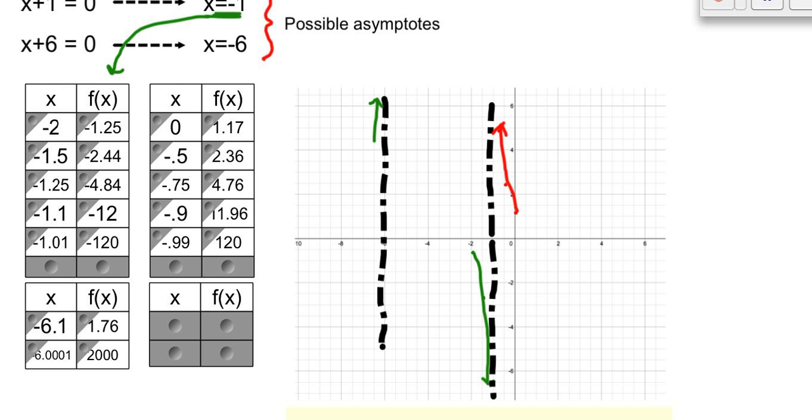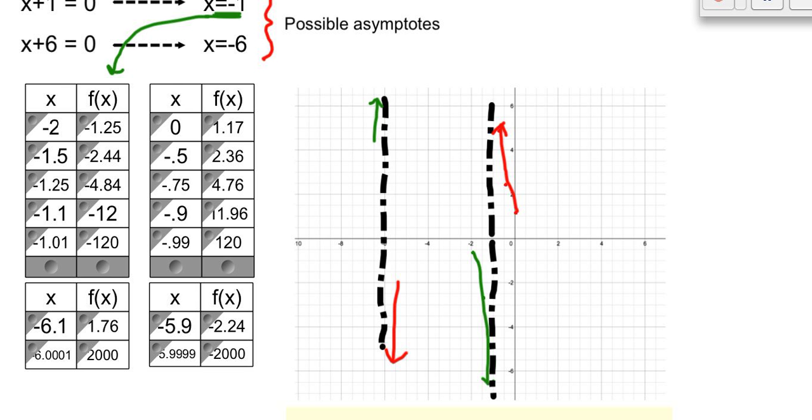And what about from the other side? Negative 5.9 is negative 2.24. Negative 5.99999, negative 5.999. It's hard to read that. There it is, negative 2,000. So it's going lower and lower and lower, going to negative infinity as we approach that asymptote.